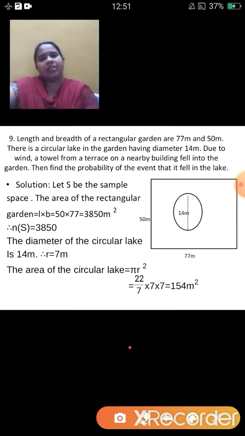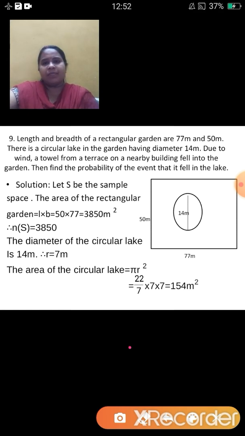Now, this type of sums can be changed in n number of ways. Instead of giving you a rectangular garden, I can give you a circular garden. Instead of giving you a circular lake, I can make it a square or any other geometrical shape. The basic concept is you have to find the area of these geometrical figures. Now why area? As you know, sample space means collecting all the possibilities together.